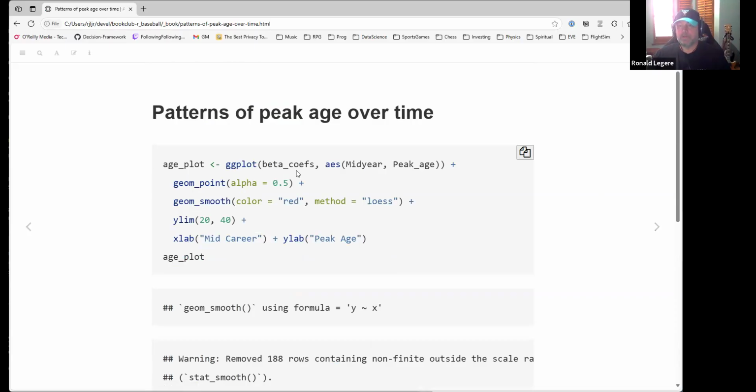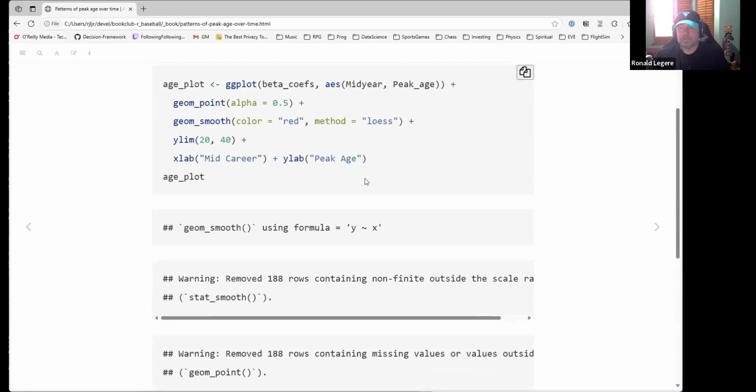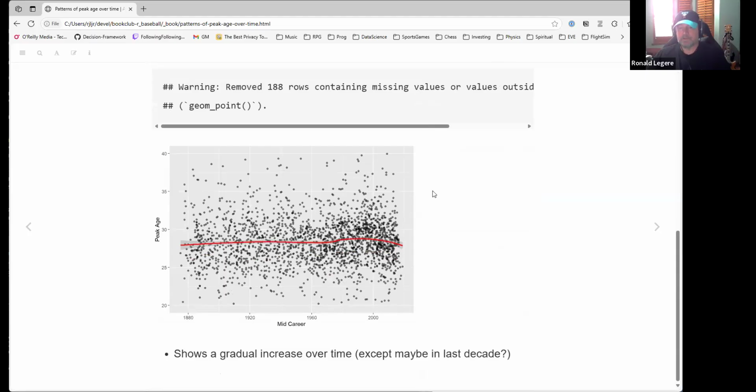Again, we're going to plot the coefficients now. This beta coefficients is the table I just talked about that has the ages and the positions and the mid years and the peak age. So this is what this looks like. This is now the scatter plot for all these people from 1880 to 2000 of their peak age. And this is just a LOESS plot on top of it.